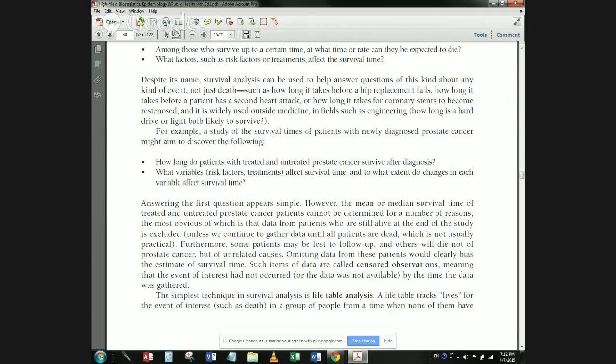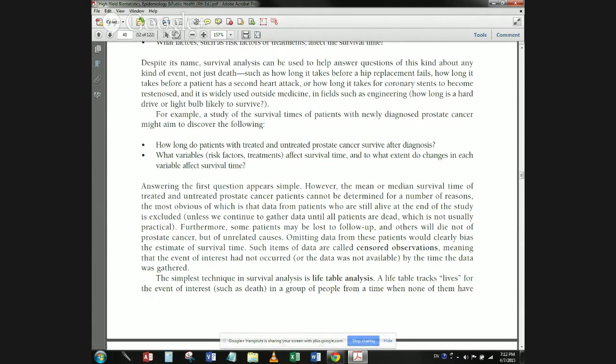Furthermore, some patients may be lost to follow up, and others will die not of prostate cancer but of unrelated causes. Omitting data from these patients would clearly bias the estimate of survival time. Such items of data are called censored observations, meaning that the event of interest had not occurred or the data was not available by the time the data was gathered. The simplest technique in survival analysis is life table analysis.